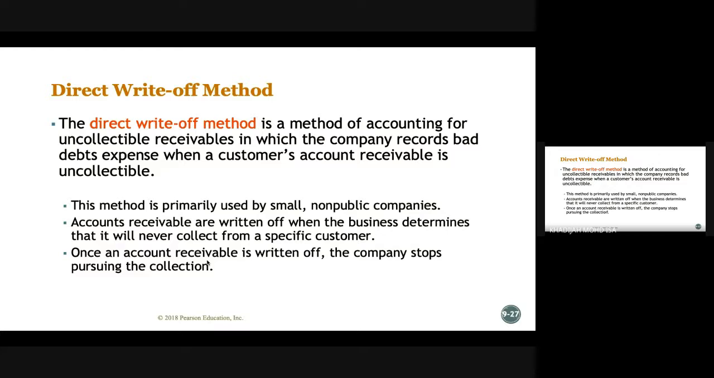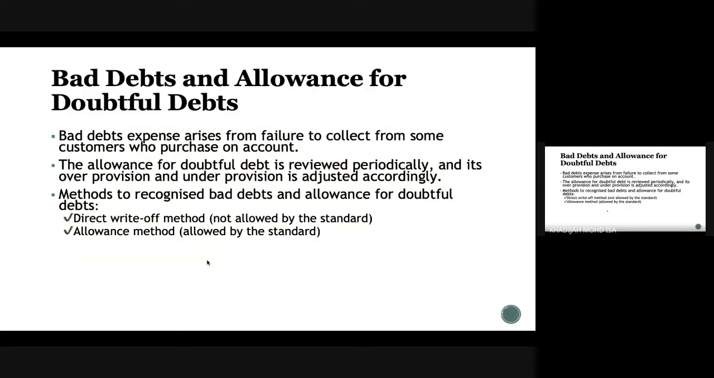So the direct write-off method is a method of accounting for uncollectible receivables in which the company records bad debts as an expense when a customer account is uncollectible. That is the definition, right? This method is primarily used by small and non-public companies because it's easier. Whenever there's an uncollectible, you just write off immediately. Accounts receivable are written off when the business determines that it will never collect from the specific customer. Once an account receivable is written off, the company stops pursuing the collection. So this is what we call the first method, the direct write-off method.